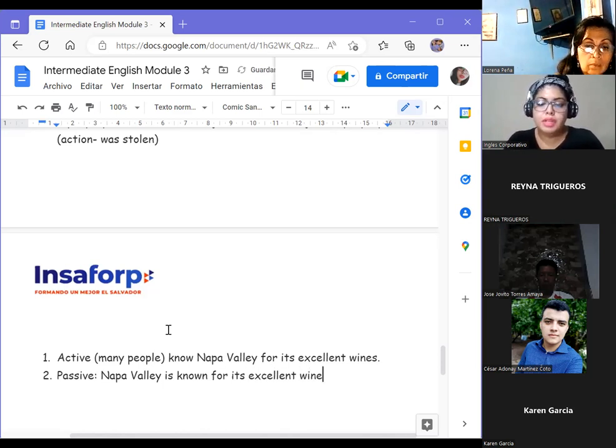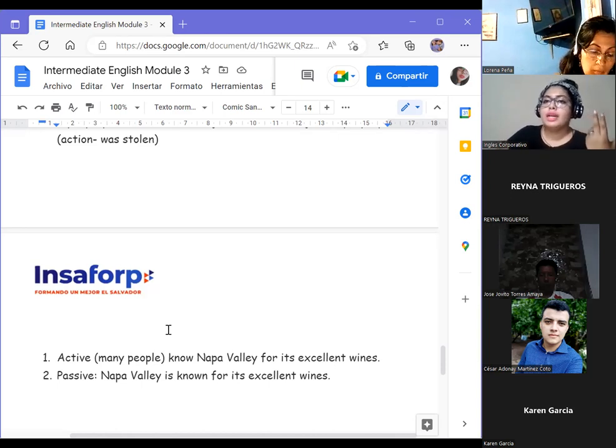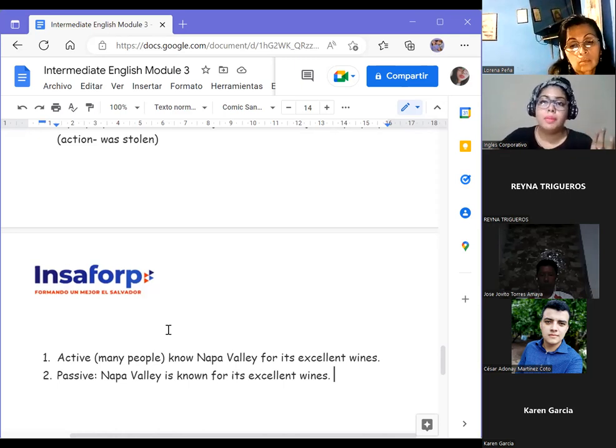wine. And in this case, we are not adding many people because in that case, we can know that a lot of people have said something about the wine. And in that case, it's not necessary to add the information. But if you want to write it, you can say Napa Valley is known for its excellent wines by many people, maybe. But in that case, it is not necessary because we can imagine that a lot of people have been talking about the wines that we can find in Napa Valley.